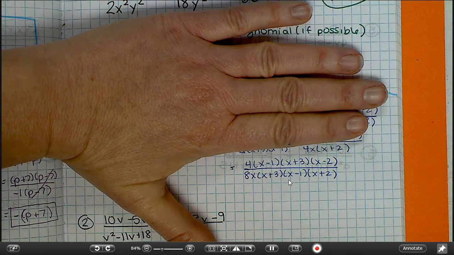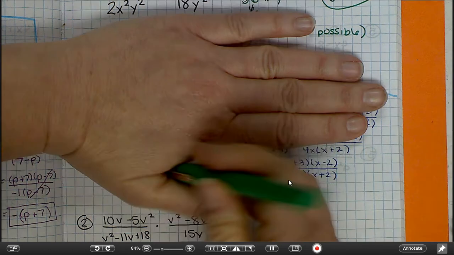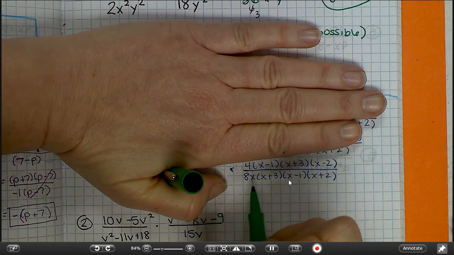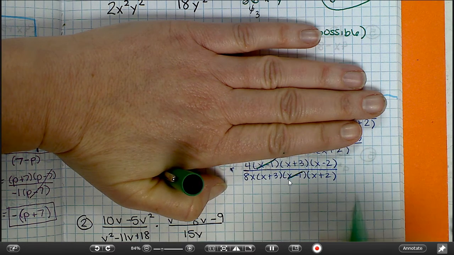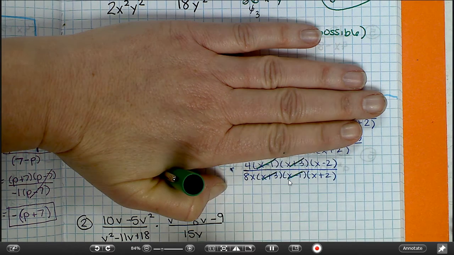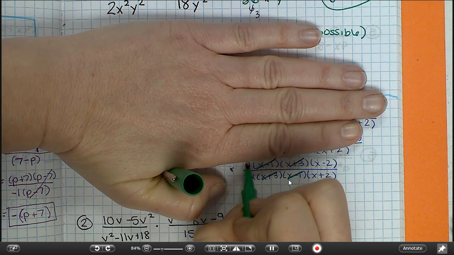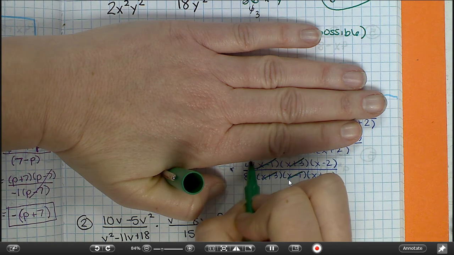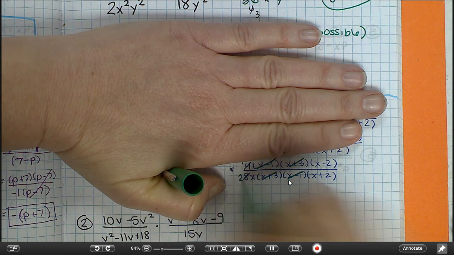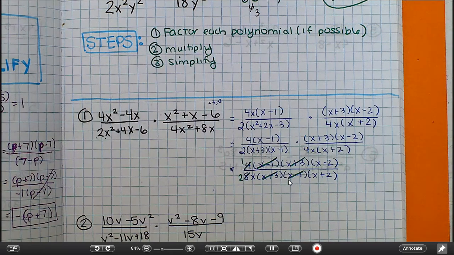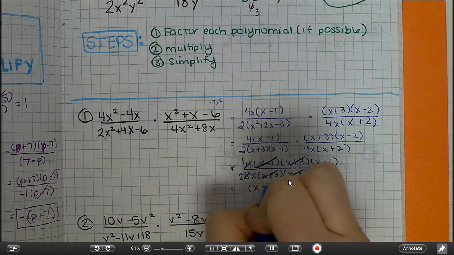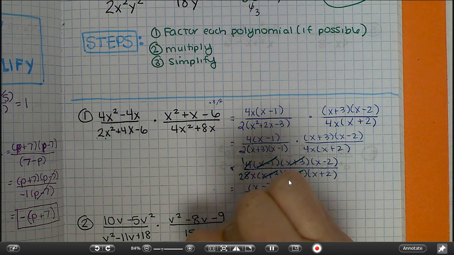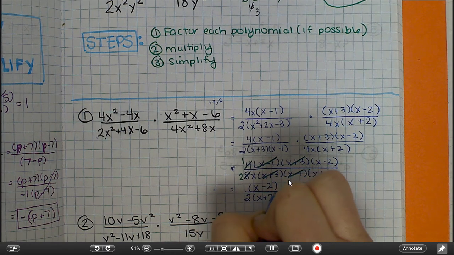Now we simplify. So we're going to go through and we're going to cross off anything that is the same on the top and the bottom. So we have x minus 1 and x minus 1, x plus 3 and x plus 3. And actually we can simplify this too. So that would be 1 over 2. So the final answer is x minus 2 over 2 times x plus 2.